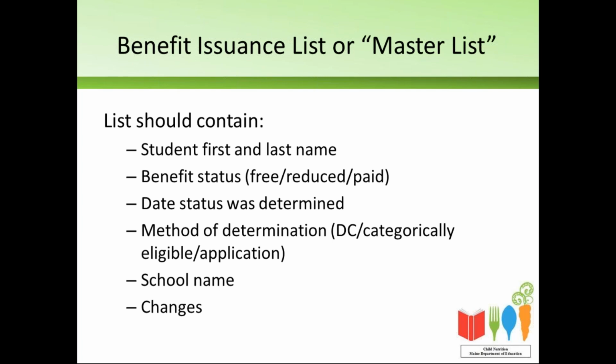What's the method of determination? Are they getting free meals because they're directly certified? Are they categorically eligible? Or is it based on income on the application? The list needs to include the school name and, as stated previously, any changes as they occur. If your school is up for review, we will ask you to send us this master list before we arrive. That way, some of the work that we have to do can be done before we walk through the door.